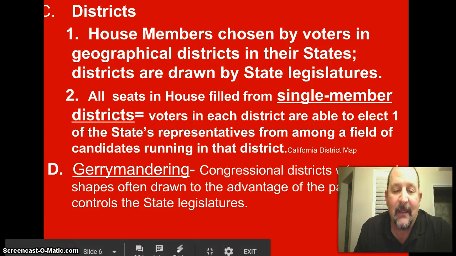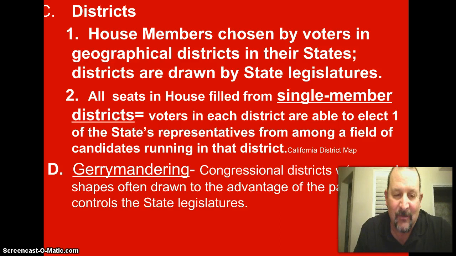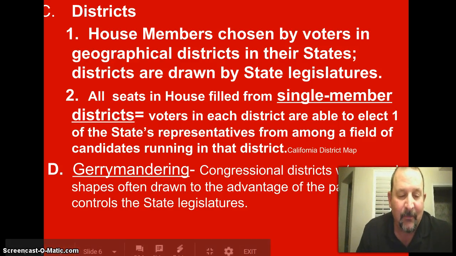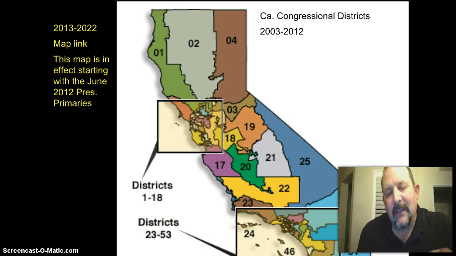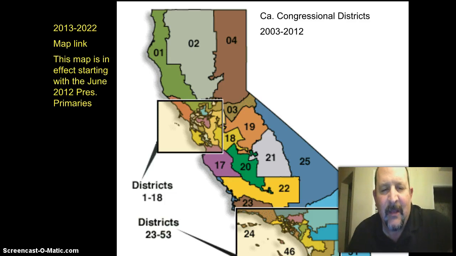So the best way to show this is to actually show you examples of that. Okay, so here's the district map of California. This is actually, it's been redone. It's still 53 districts. There wasn't a change, but this was the one that was in effect from 2003 to 2012. And you notice there's some very weird shapes. They're not natural. They don't follow a river or a mountain range or any natural boundaries or anything, especially if you look up in Northern California, like at District 1, 2, 4, 3, those are not regular shapes.